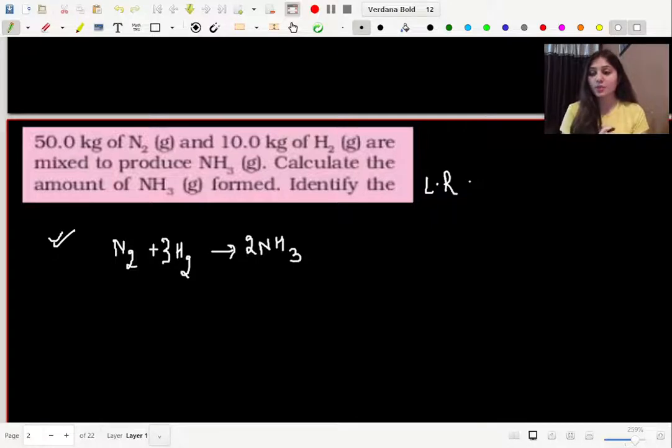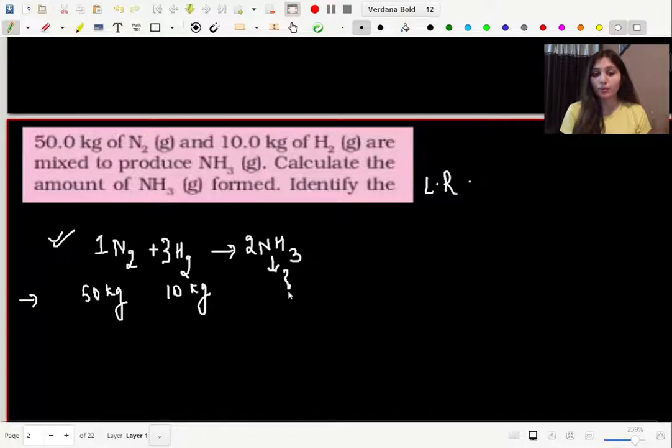Now, since this equation is balanced enough, can I see my stoichiometric numbers? N2 is 1, H2 is 3, and ammonia is 2. Okay, these are my stoichiometric numbers. Now I am also given their amount. So N2 is present 50 kg. Okay, H2 is 10 kg, and I have to find out the amount of ammonia which is formed. Of course, since there are multiple reactants, I have to first think about what is my limiting reagent, and according to that my product is going to be formed, right?